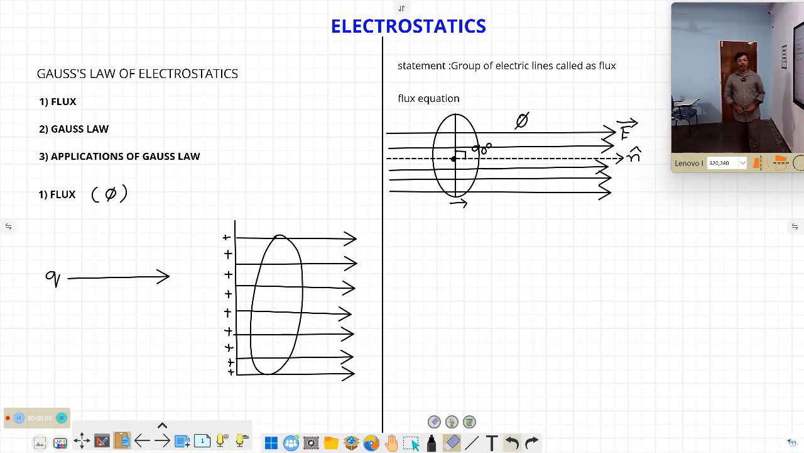Hello students, today we are going to discuss electrostatics. In that, we are going to discuss Gauss law of electrostatics. Why I am saying electrostatic is because this Gauss law we also have in magnetism, that's why.